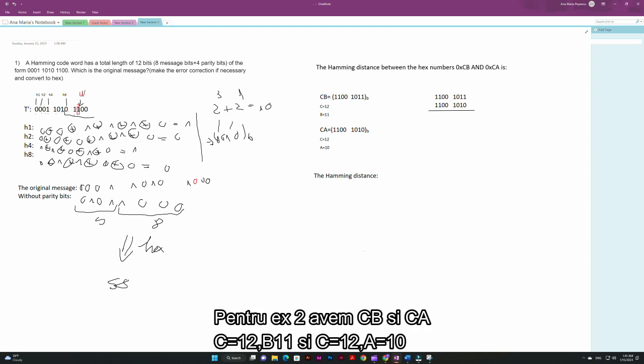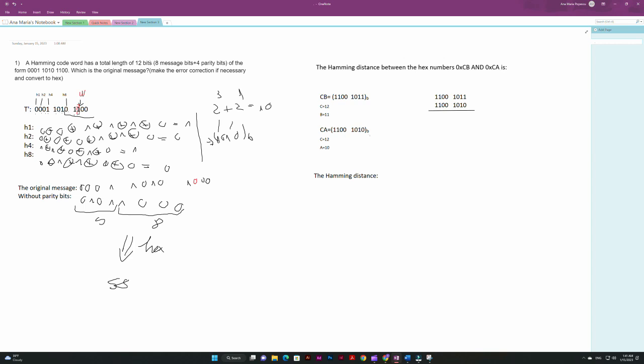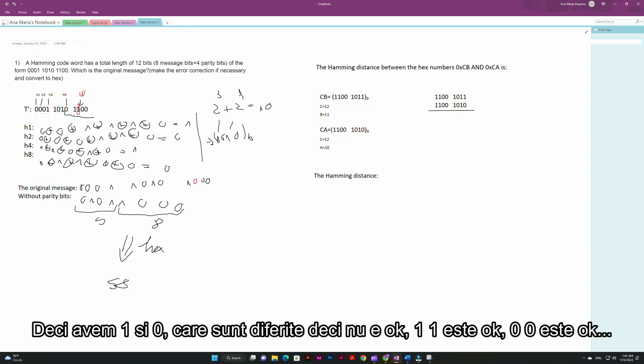Okay, so the second exercise, we have numbers CB and CA. C is 12 and B is 11, and in binary C is 1100, B is 1011, and again here we have C in binary and A in binary, and we will look here. 10. These numbers are different, so an X.